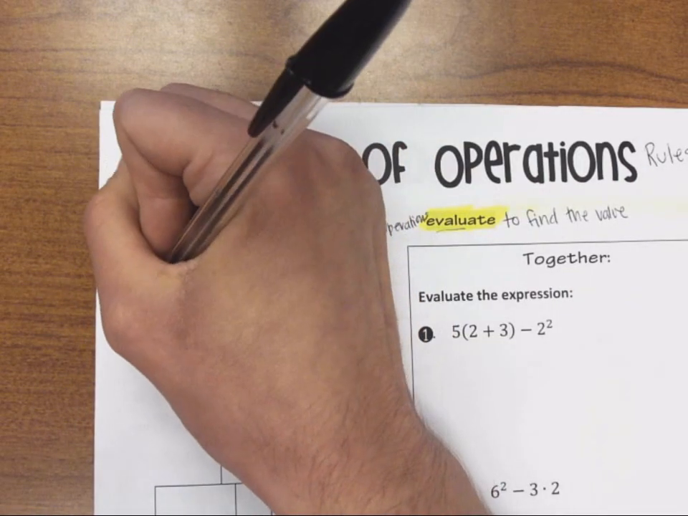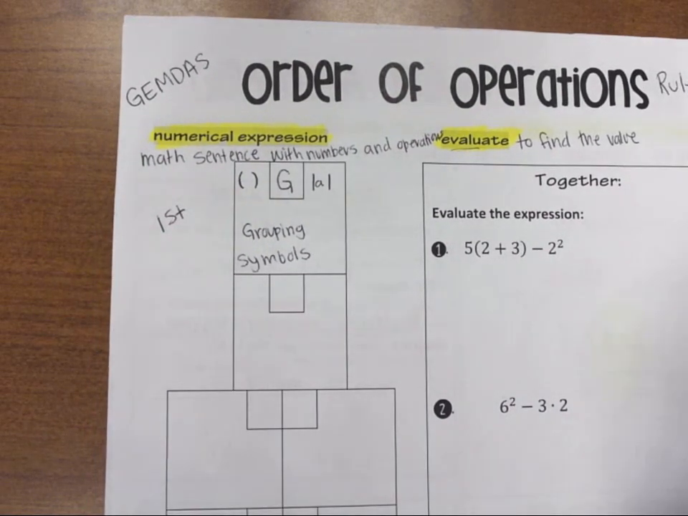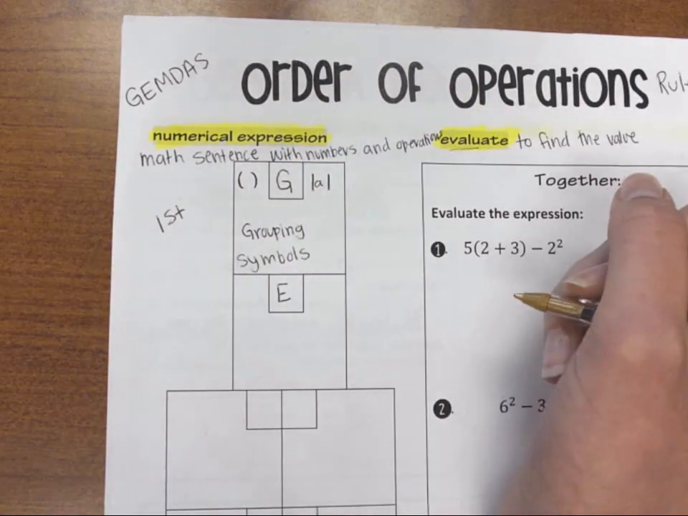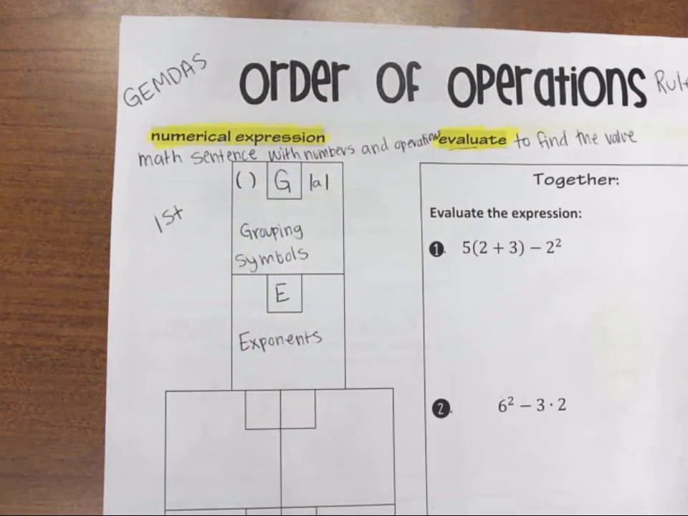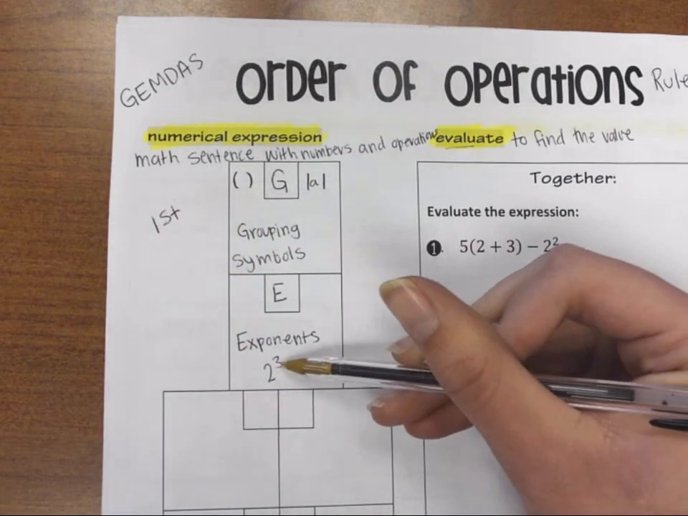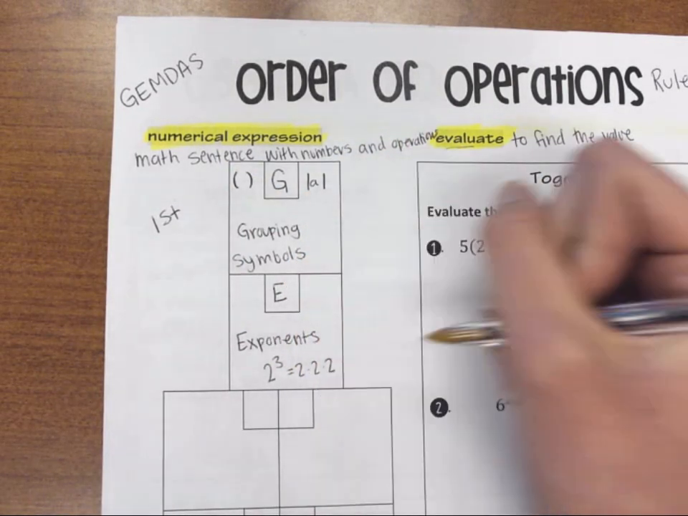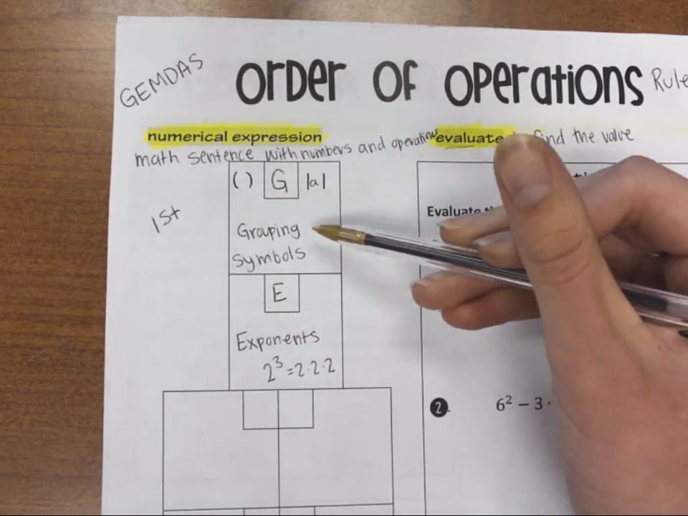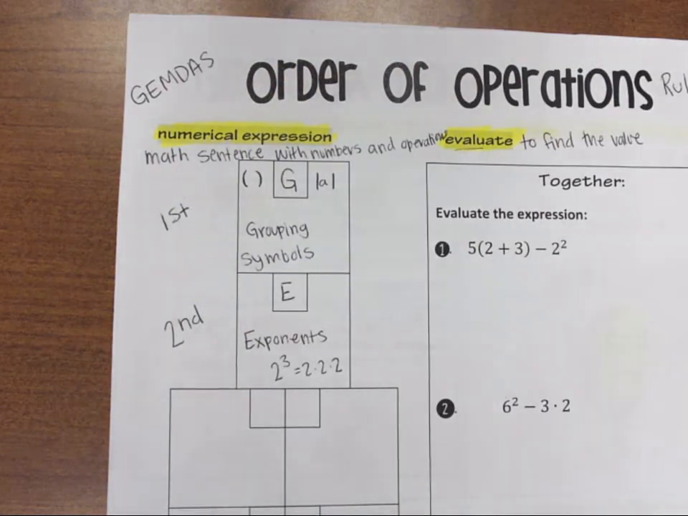Okay, this is our first step, so right here, write first. So when I'm evaluating an expression, I want to look for the grouping symbols and do everything in those first. Okay, my second step on my hopscotch, right down here, I'm going to put E. E stands for exponents. My exponents, if you remember, are our powers. So 2 to the third would be 2 to the third power. 3 would be my exponent. That means that I'm going to do 2 times 2 times 2. Those are my exponents. So after I do my grouping symbols, I take care of any exponents. That's step 2. So go ahead and write second step over here.